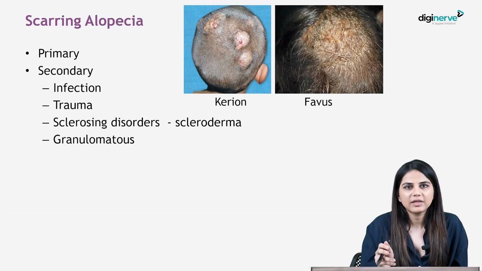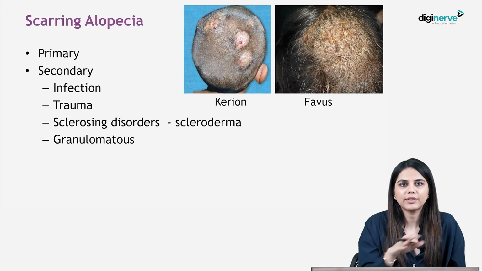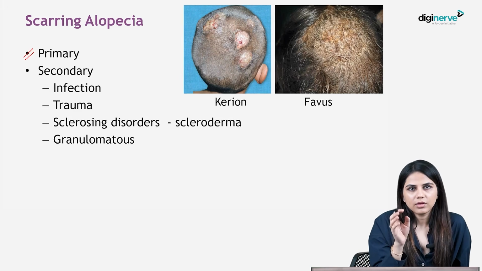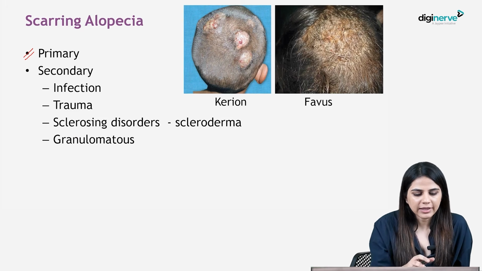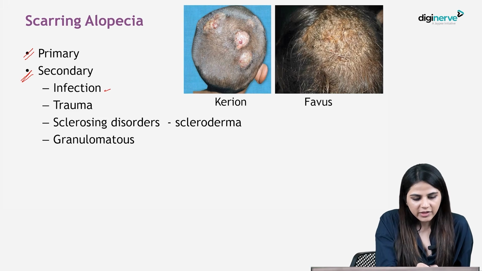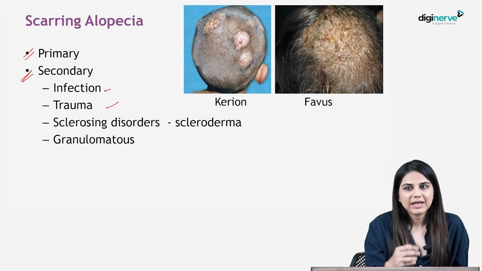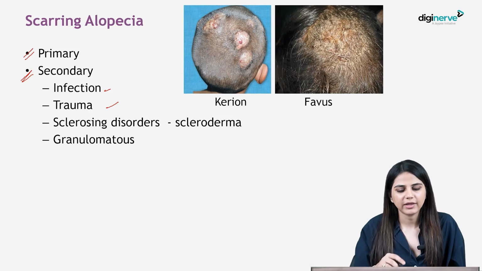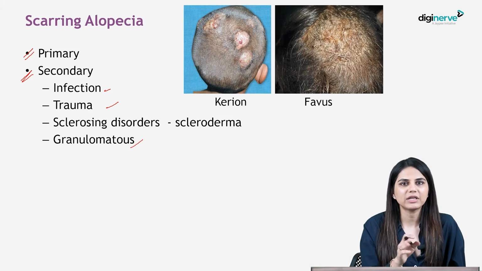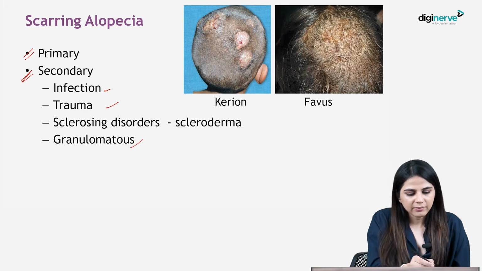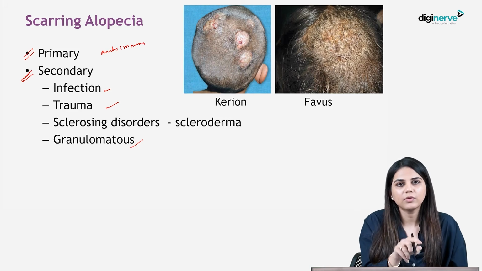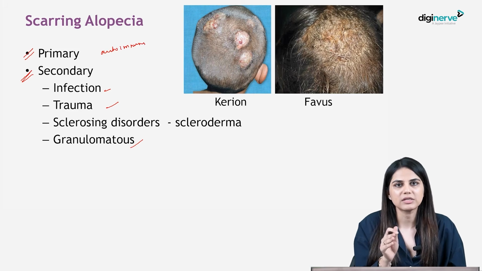Scarring alopecia, where there is hair follicle inflammation, the hair follicle dies, the hair never comes back. Primary, because there is no external underlying cause. Secondary, there are underlying causes like infection, trauma, sclerosing disorders like scleroderma, where hair follicle is destroyed, all appendages are destroyed. Granulomatous are due to intense inflammation. Primary is due to autoimmune disorders. The immune privilege that we had discussed about is lost here.